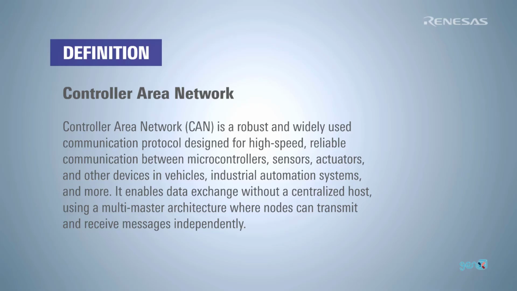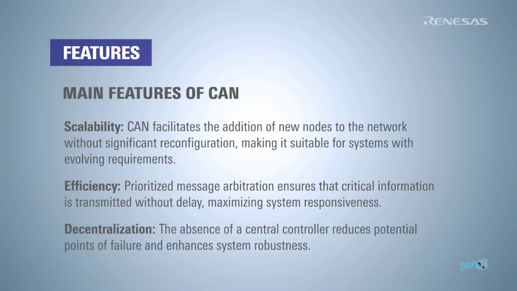Controller area network is a widely used communication protocol known for its reliability and efficiency in high-speed communication between microcontrollers, sensors, and actuators in automotive and industrial automation. It operates on a decentralized architecture, allowing nodes within the network to independently transmit and receive messages without the need for a central controller. This decentralized approach enhances flexibility and scalability, making it easy to integrate additional nodes into the network.